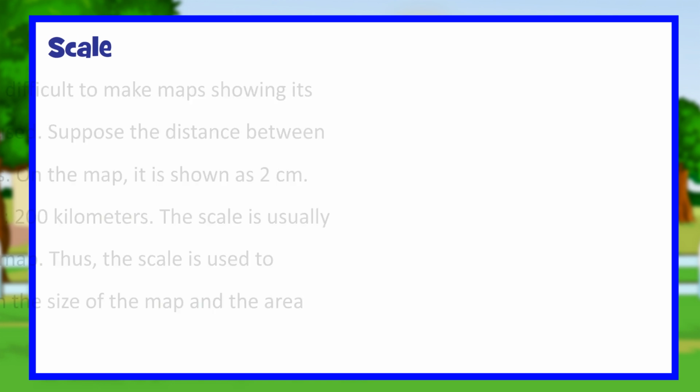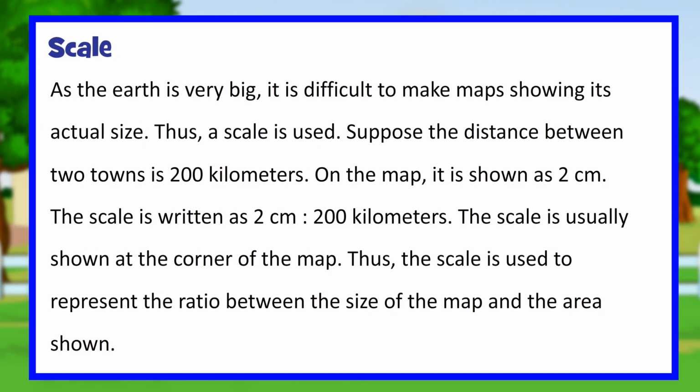Scale. As the Earth is very big, it is difficult to make maps showing its actual size. Thus, a scale is used. Suppose the distance between 2 towns is 200 kilometers. On the map, it is shown as 2 centimeters. The scale is written as 2 centimeters : 200 kilometers. The scale is usually shown at the corner of the map. Thus, the scale is used to represent the ratio between the size of the map and the area shown.